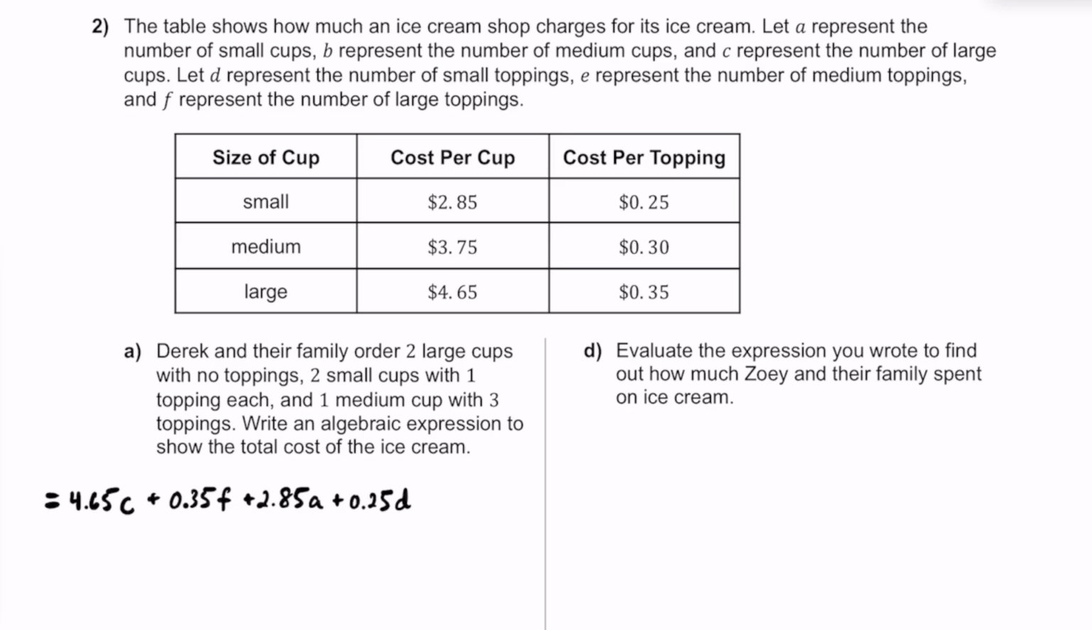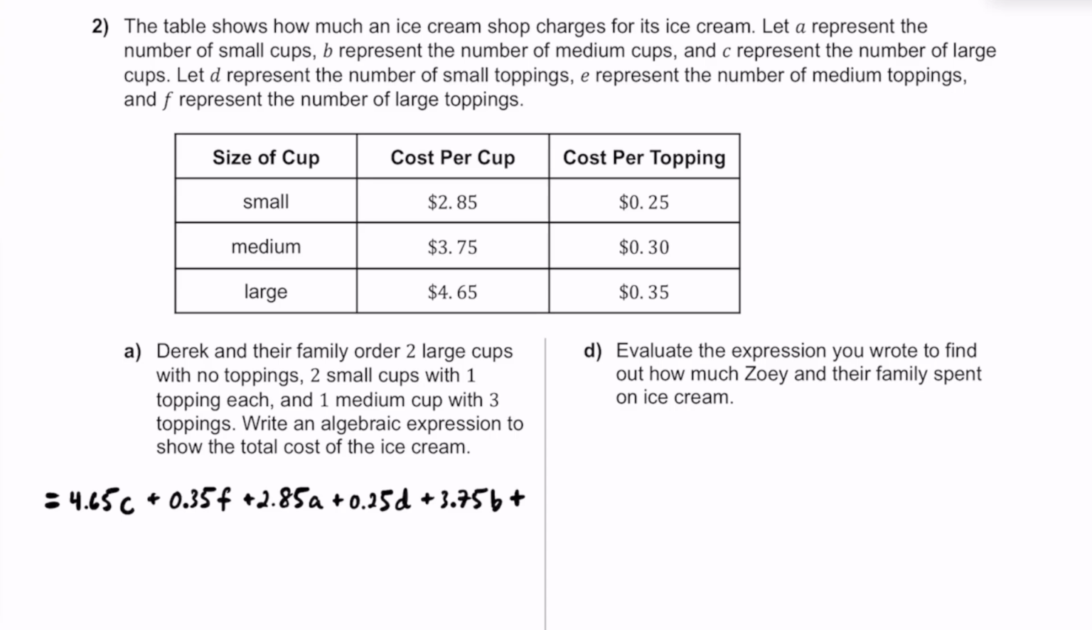And then finally, we're getting 1 medium and we're getting 3 toppings. So for the medium here, what's the price of that? It's going to be $3.75. And what's the variable for medium? That's going to be B for the number of medium cups. And then plus we have one more.